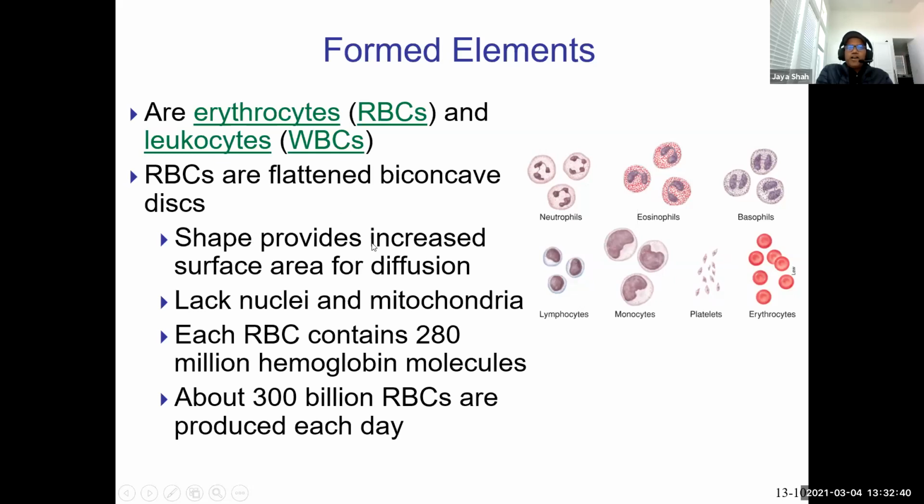Their shape provides increased surface area for diffusion. So if you have a balloon and you press in the center, then it becomes a biconcave disc, and that's how it is increasing the surface area of the red blood cell. You are putting more surface area of red blood cell in a small area. Like if one balloon is taking this space, and you squeeze in the center, then you can keep the same balloon in a smaller area. That's why you are increasing the surface area of the red blood cell so that you can exchange more gases.